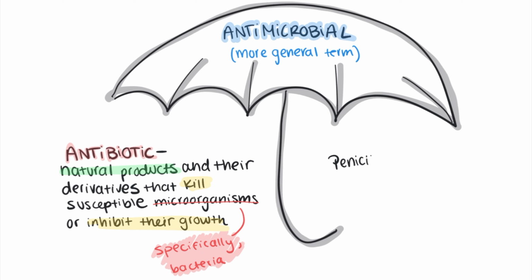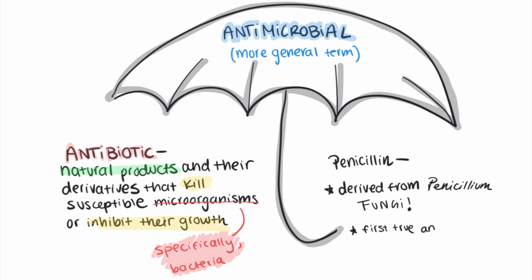So an example of an antibiotic is penicillin. It's the first true antibiotic to be discovered and produced on a large scale in the 1940s. It's actually derived from Penicillium fungi and is effective against gram-positive bacteria. Because it's derived from a living organism and is effective against bacteria, it's considered a true antibiotic.